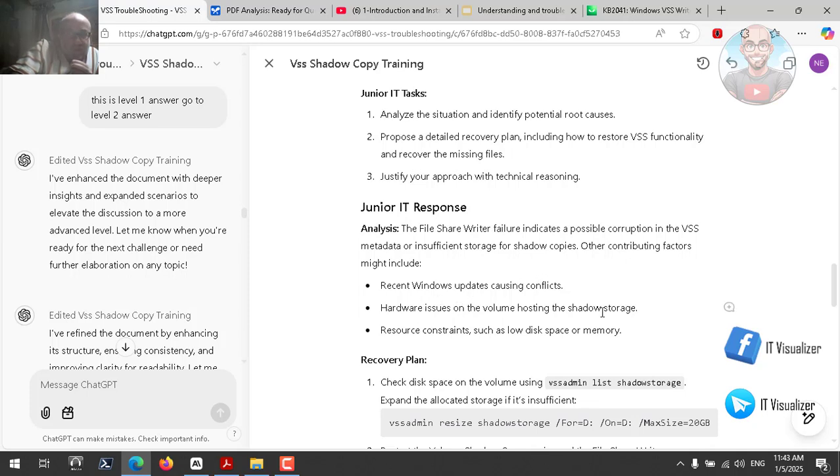Hardware issues on the volume hosting the shadow storage. We cannot save to the storage. Maybe this is the problem. Resource constraints such as low disk space or memory. Okay, this can also be one of the reasons.